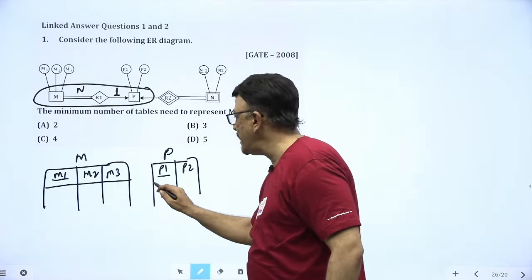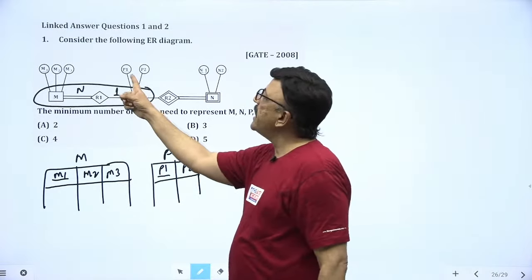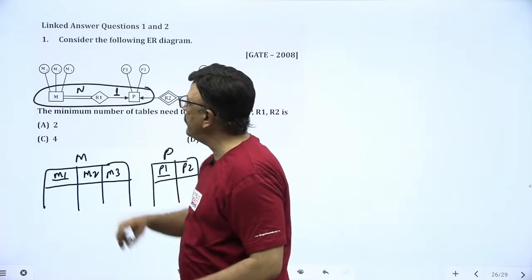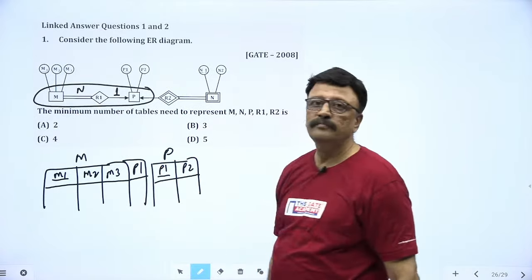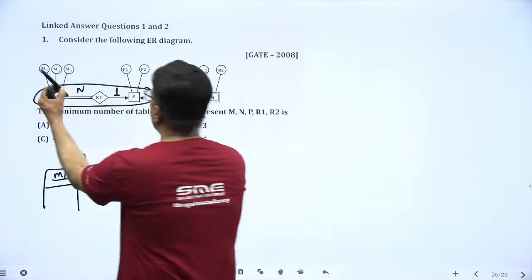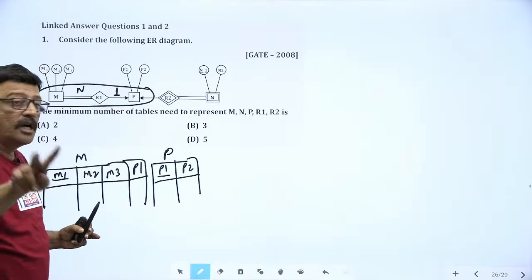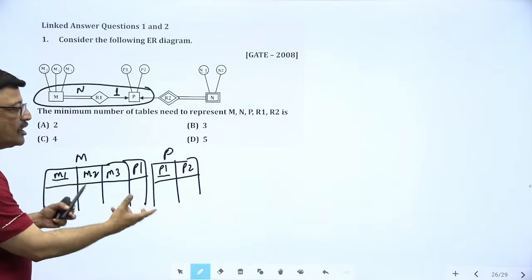Anything else? Yes. You have to tie those tables. What was the rule? The key attribute of the one side should be added as an additional column of the many side. That means P1 should be a column over here. But how many tables will you need to transform this portion into a relational model? 2. That's it. If it was many to many, you would require 3 tables. But here you will require 2 tables.